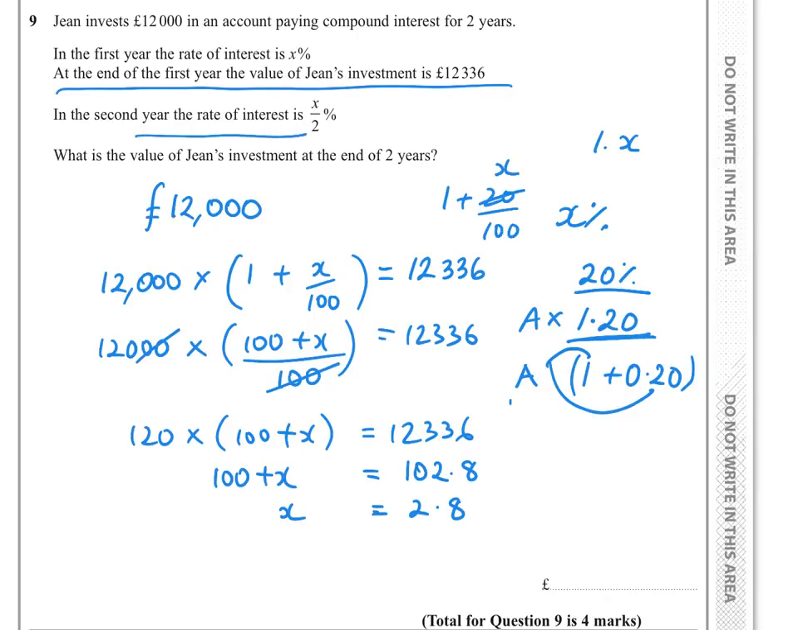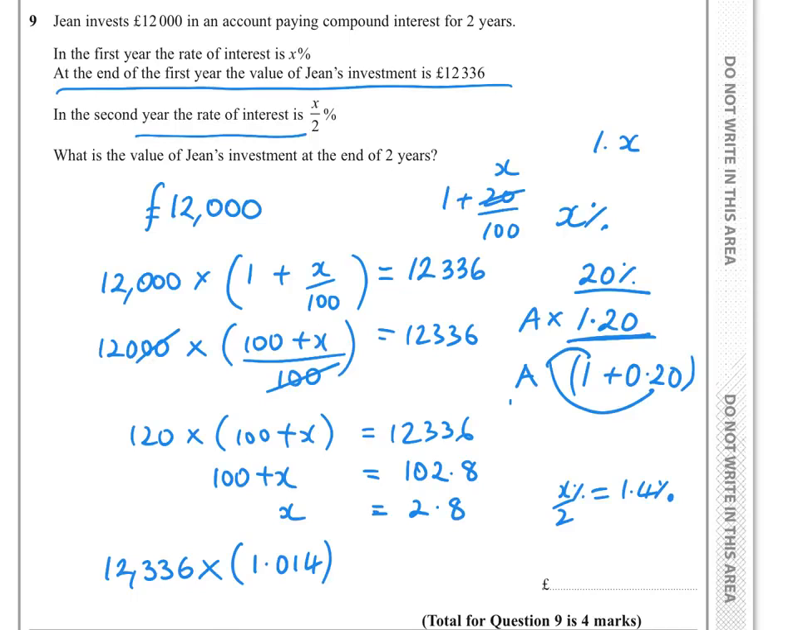So what you can do now is, in the second year, the rate of interest is x over 2%, so you can just say that for the second year, you start with what you had at the end of the first year and just times it by, well, think x over 2 will be 1.4%, because it's percent here. So what would that be? That would be 1.014, wouldn't it? 1.14 would be 14%, don't forget. We want 1.4%.